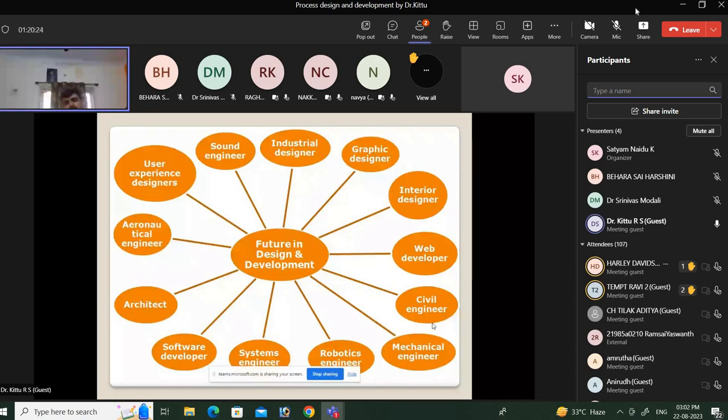So you have an opportunity for becoming an industrial designer, graphical designer, interior designer, web developer, civil engineer, mechanical engineer, robotics engineer, systems engineer, software developer, architect, and aeronautical engineer. And nowadays another one is a UX designer, that is, a user experience designer, and sound designer. So these are the different areas.